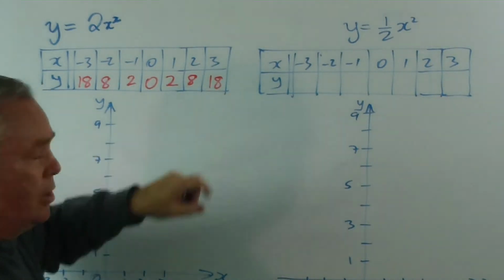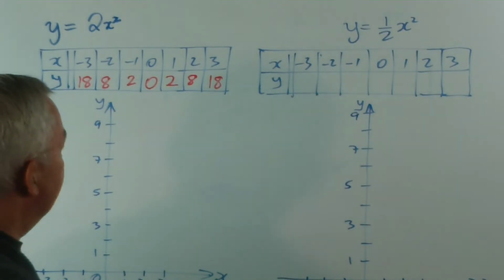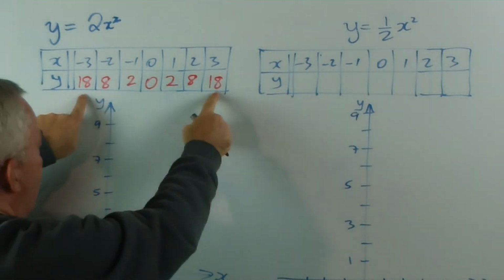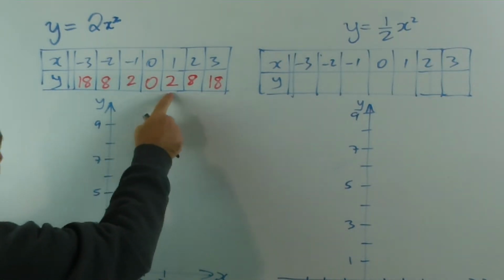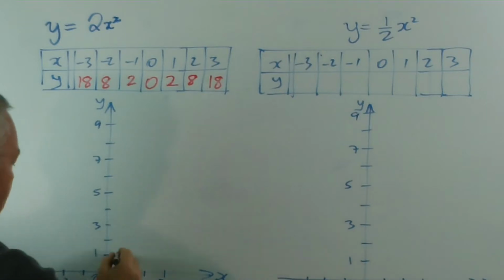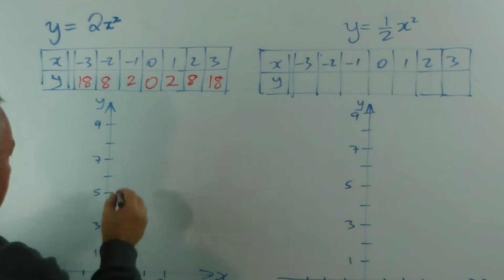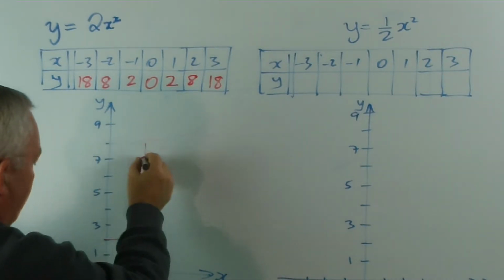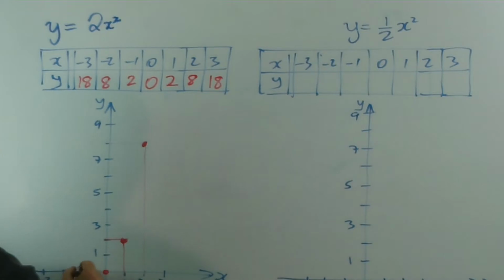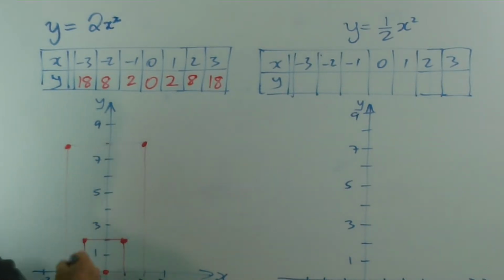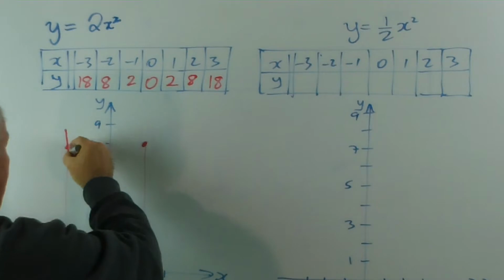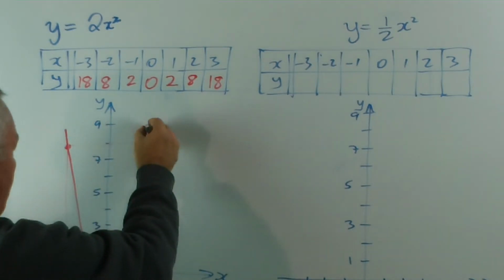You might notice these numbers are rather larger than last time. So much so that I'm not going to be able to graph all of them. But let's have a look. When x is 0, y is 0. When we go to x equals 1, we've got y equals 2. When x equals 2, we've got y equals 8. Quite a long way up. And here's 8. So this parabola is here.